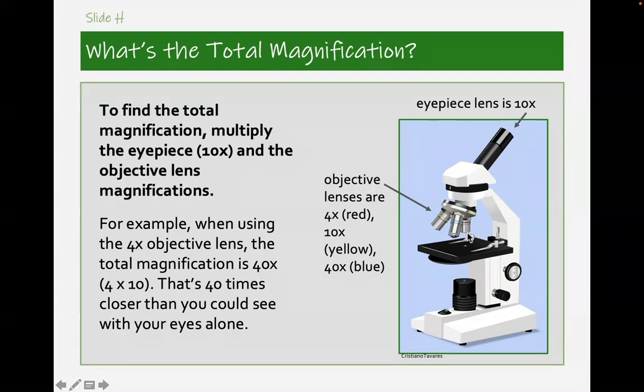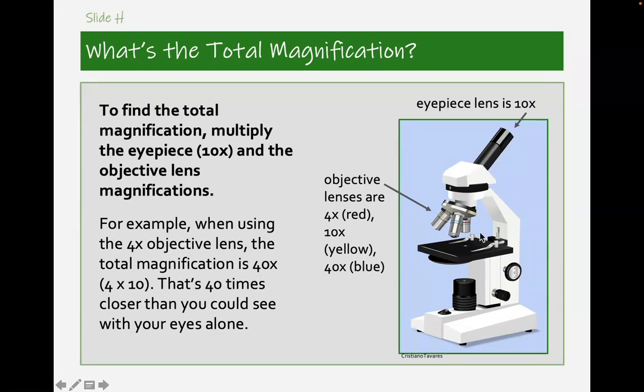So we have 4-time magnification here times the 10 times. So we have 40-time magnification for the low power. The yellow one is a 10 time down here. So 10 times 10 gives us 100. So that's 100 times magnification. And the blue one, not the lens is blue, but there's a little blue band on it. The blue one is a 40 time magnification down here, times the 10 up here. That gives us 400 times magnification.